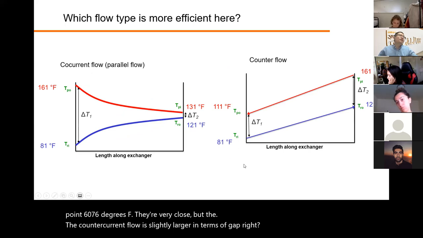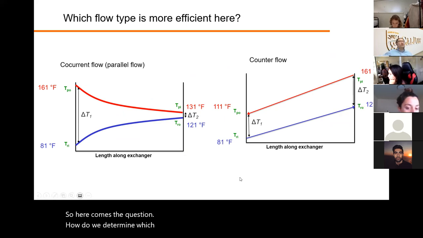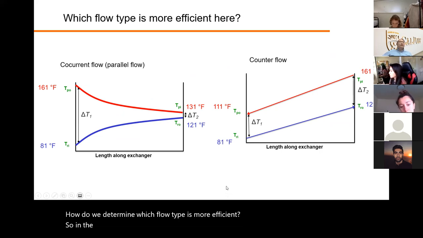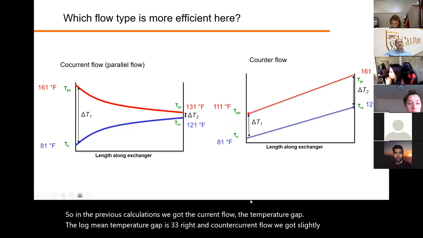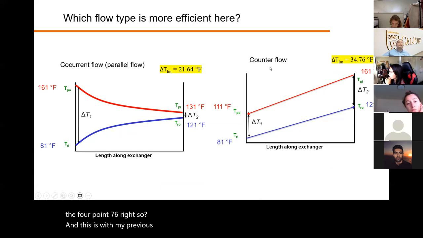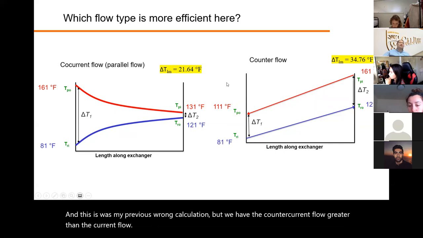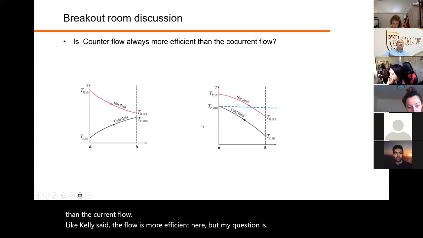So here comes a question. How do we determine which flow type is more efficient? In the previous calculations, we got for the cocurrent flow the log mean temperature gap is 33, right? And for the countercurrent flow, we got slightly higher, 34.76. This was my previous wrong calculation, but we have the countercurrent flow greater than the cocurrent flow. Like Carly said, the countercurrent flow is more efficient here. But my question is, is this always the case?